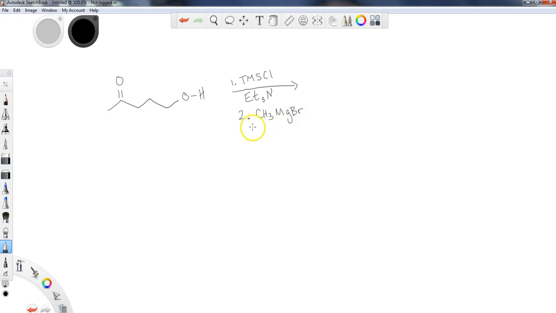And once I proceed with my Grignard, Grignards always follow with an acidic workup. It just so happens that because this is an acidic workup, it'll also deprotect the TMS group, because remember, TMS can be cleaved using acid. So what I would end up with here is I would successfully manipulate the ketone and I would recover this alcohol without it having any type of side reaction. Now the ketone is a tertiary alcohol at this point.